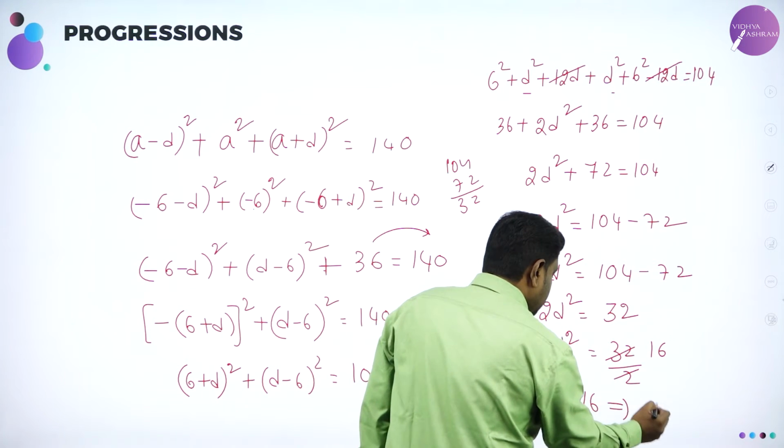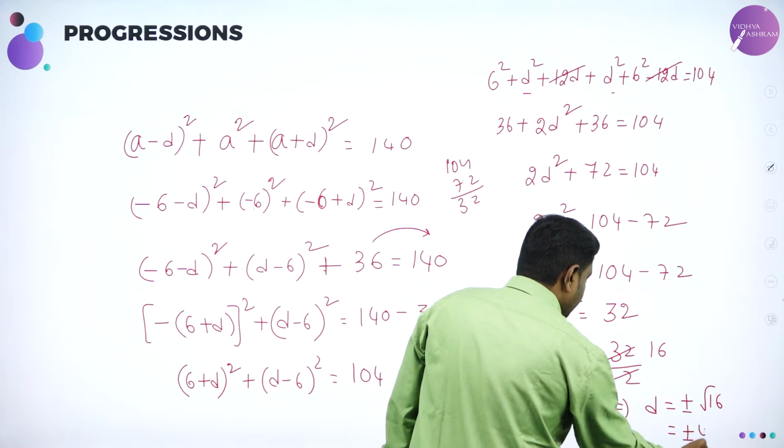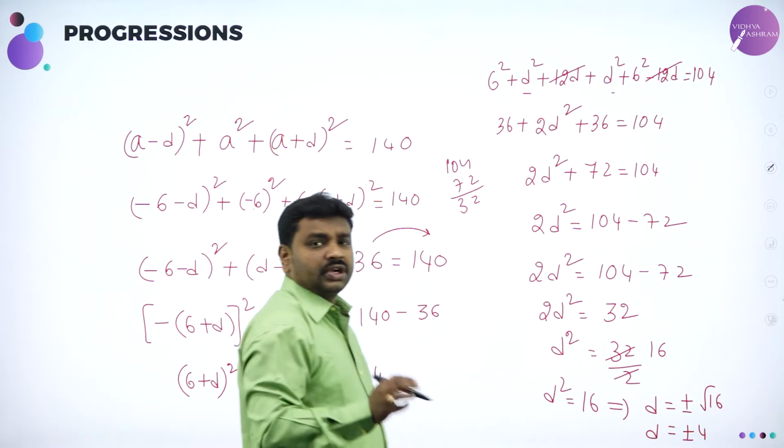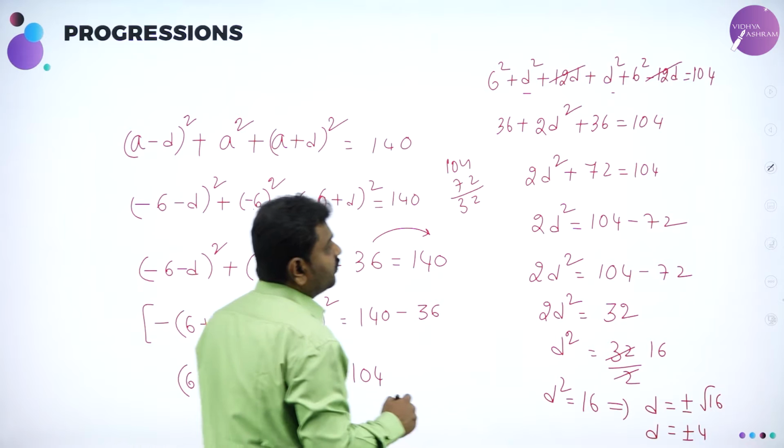So that implies d is plus or minus root 16. d is plus or minus 4. You can take two values, you take any one. Positive value is better always. I'll take d as 4.